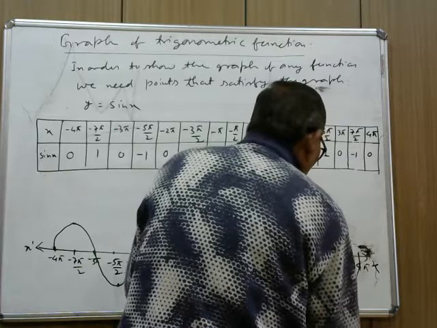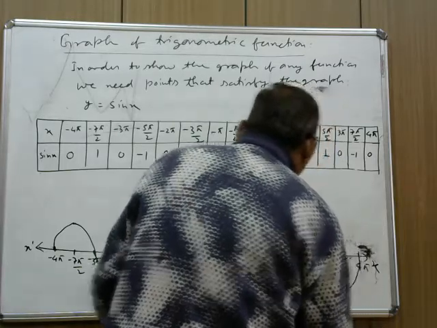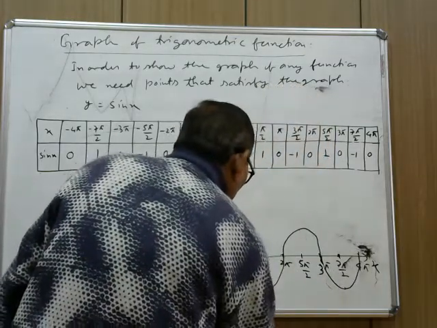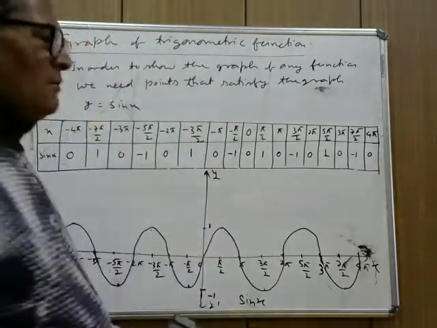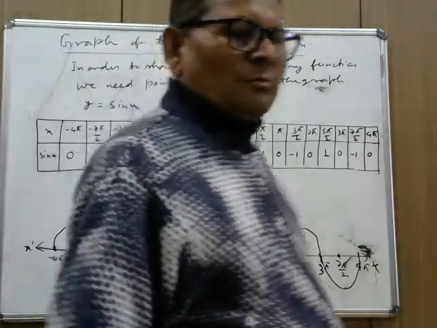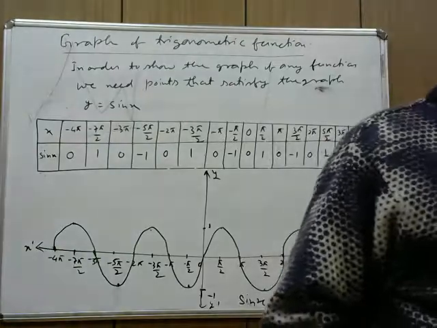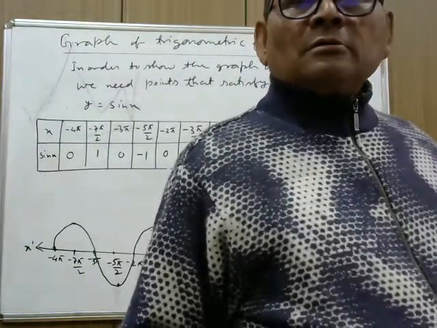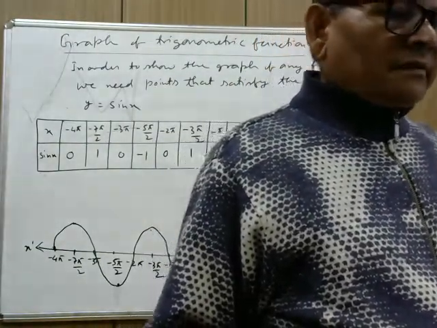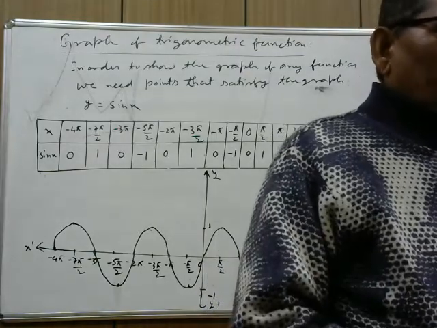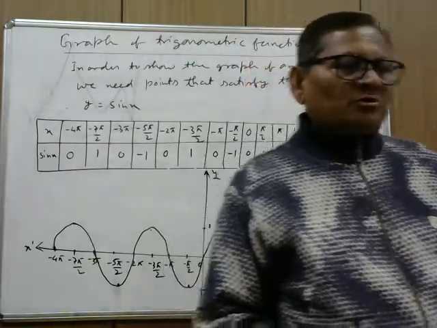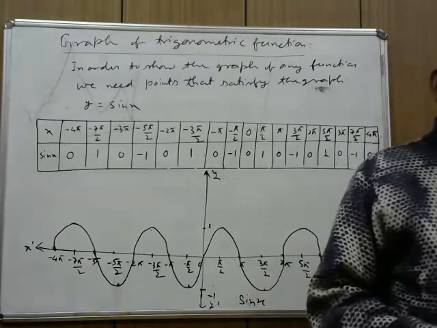So this is the graph of sin x, and this graph is taken from minus 4 pi to 4 pi. This is the graph of sin x. So that's all for today, and I will do the graph of the remaining trigonometric functions tomorrow.